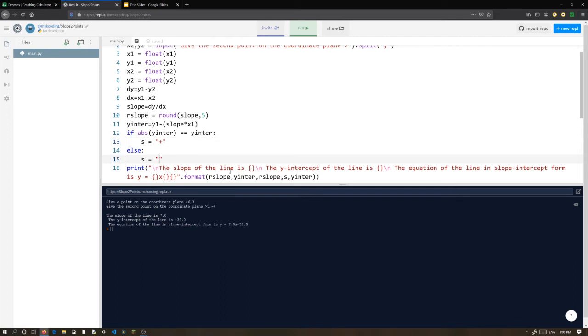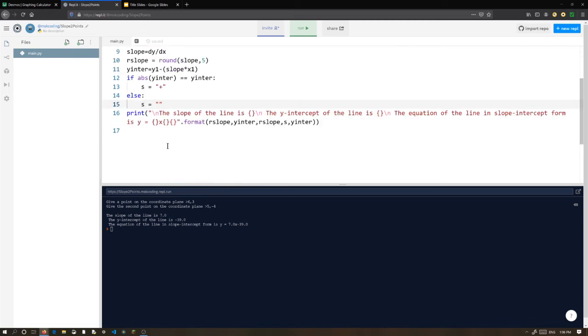The slope of the line is brackets. The y-intercept of the line is brackets, and then the equation of the line in slope-intercept form, which in my opinion is the best form of writing equations for a coordinate plane, is y = brackets x brackets brackets dot format r_slope, y_inter, r_slope, s, y_inter. So you put r_slope here, y_inter there, r_slope there, s there, and y_inter there. So that's exactly how that works.